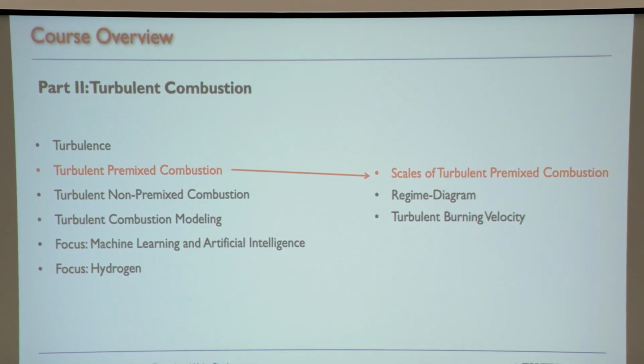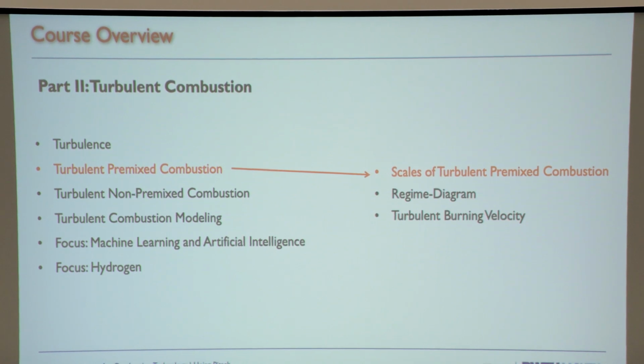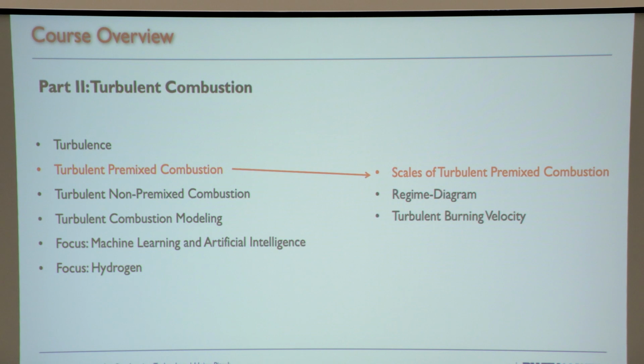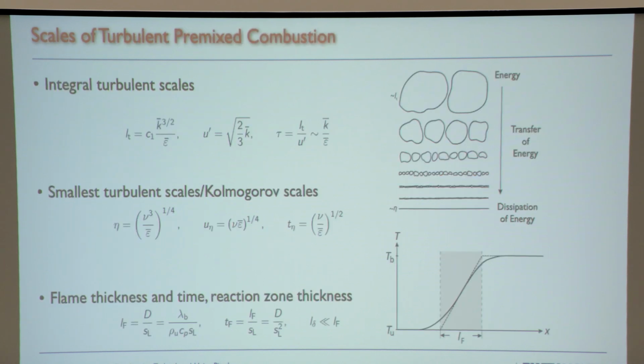We defined length scales of the reaction zone, preheat zone, and so on. And now we talked about turbulence, and we had length scales of turbulence and all that. And so the question now is, how do these two interact? Do they interact? Is there an effect of the turbulence on combustion, on the flame? And one could also ask, is there an effect of the flame on the turbulence? But that's a much more complicated question, and we're not going to touch that.